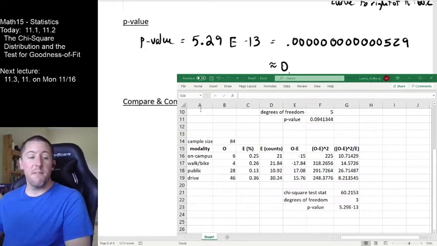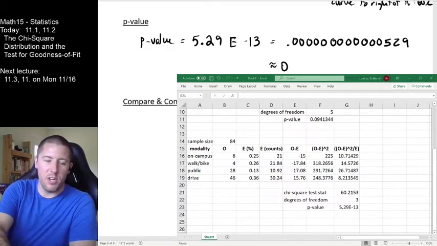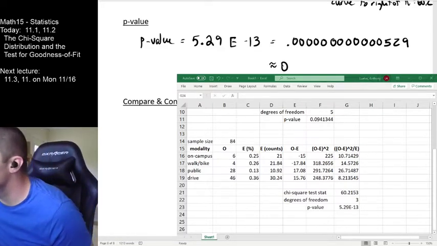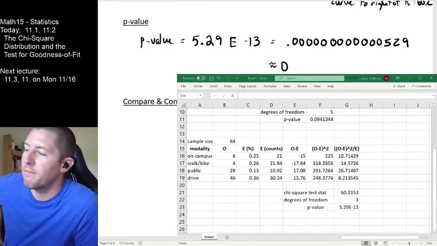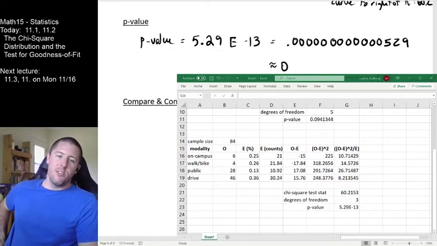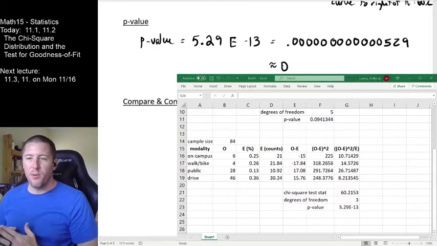So this says to us, if the null hypothesis really were true, and CR students really did follow the same distribution of transportation modalities as the whole state, then there is only a 0.00000000000529% chance that we would draw another sample from CR students and see a distribution like we saw again.